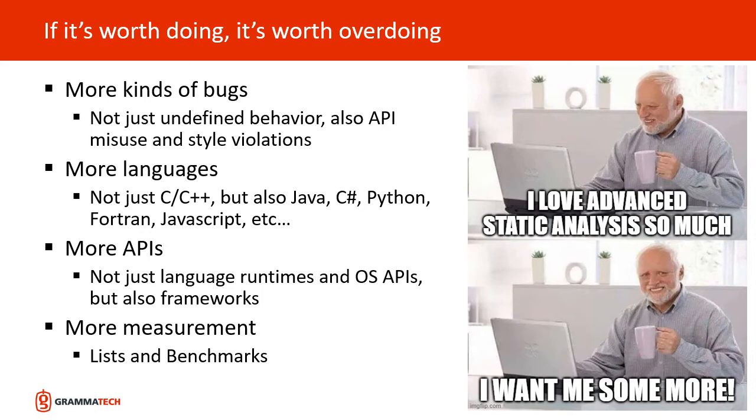Now, the early tools like lint had been finding things like that all along, but there was an expansion in interest in finding them after these advanced static analysis tools became more popular. And not just C and C++, for which these tools hit a sweet spot, but also safe languages like Java and C#, managed languages, and even interpreted languages like Python and JavaScript. Then they wanted more API coverage, not just the language runtimes or the C library, but also frameworks and the like. And then what became a little bit corrosive, as I will explain, is more measurement. That came in the form of lists and benchmarks.